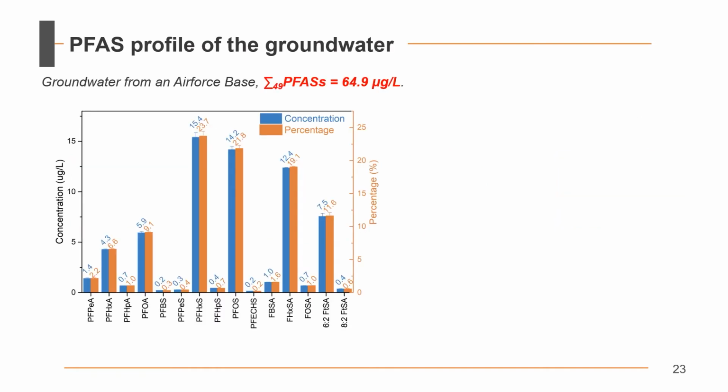And let's look at the PFAS profile of the groundwater. The groundwater is also from a US Air Force Base. Total concentration 65 micrograms per liter, parts per billion. So even though we tried to detect 49, in this groundwater, mostly you're seeing anionic PFAS. So those are the ones on the target.